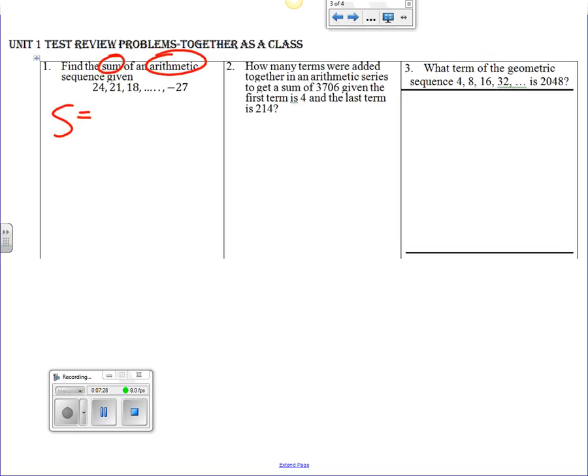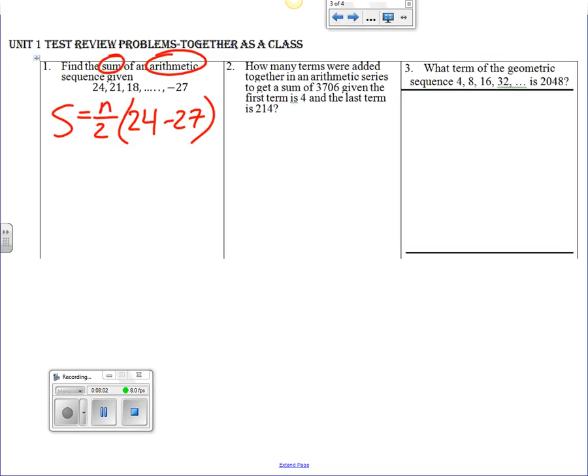So S equals. Guys, do I know N? Nope. Do I know A1? Yeah, what is it? 24. And what does AN stand for? The last term. Do I know the last term? -27. Okay. So I've got 2 letters. Is it solvable? No, so I have to go back and use the black formula.